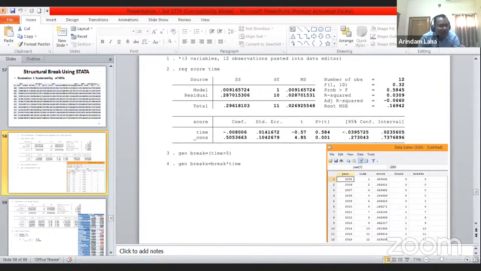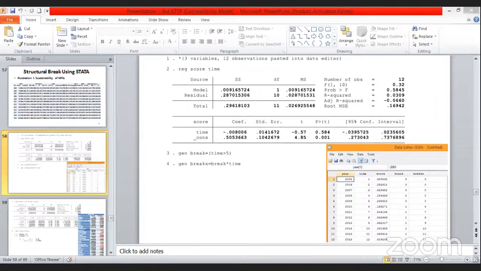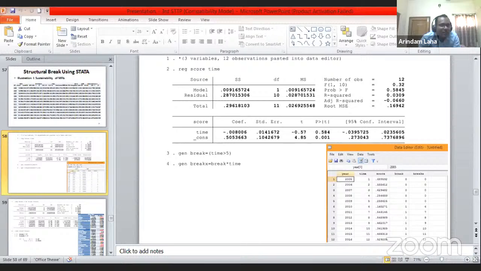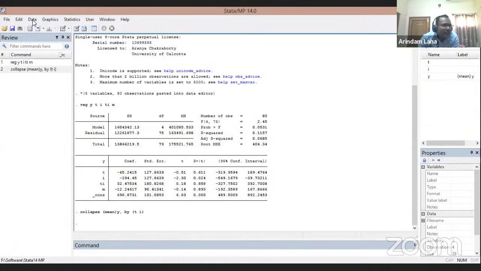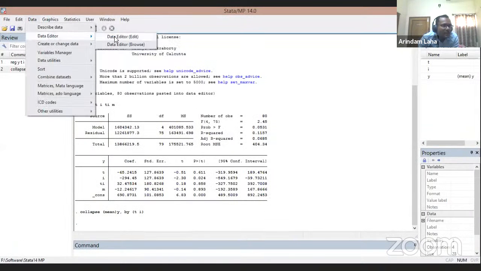I have only this. So let us now consider our earlier one. Sir, your screen is not visible. So I have to somehow. Now data editor, then data editor.